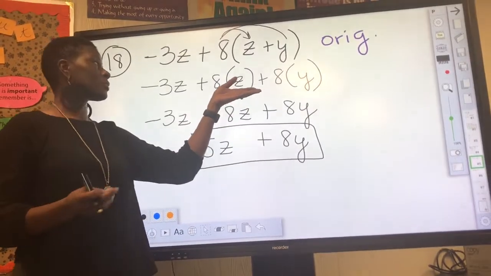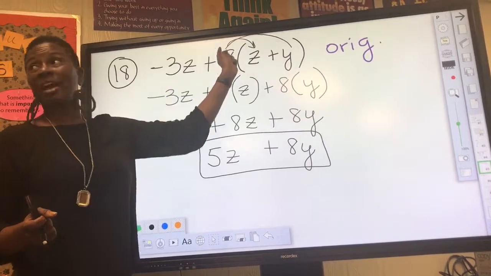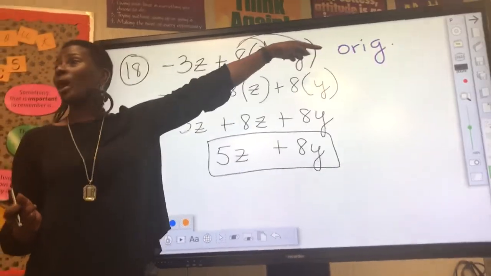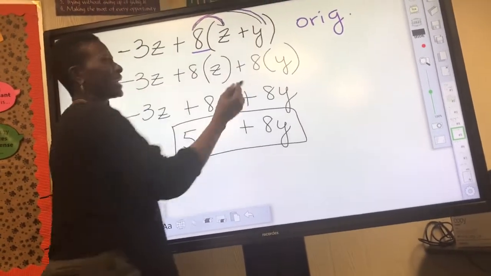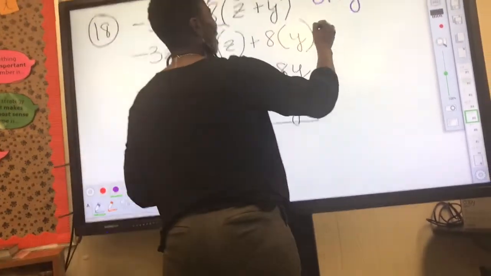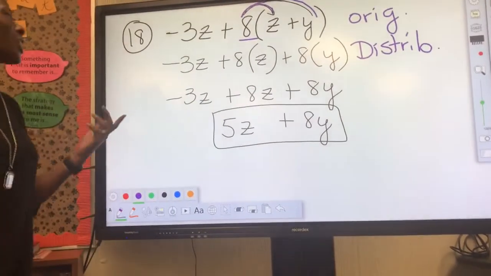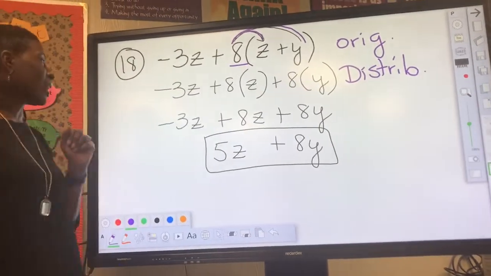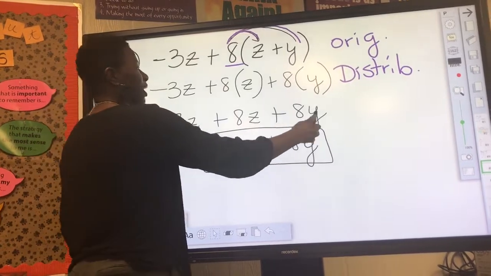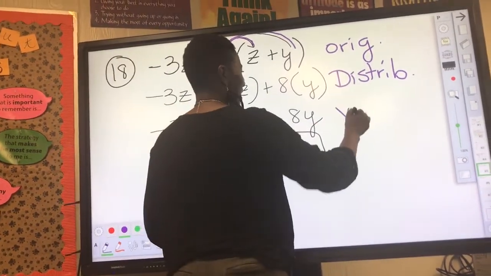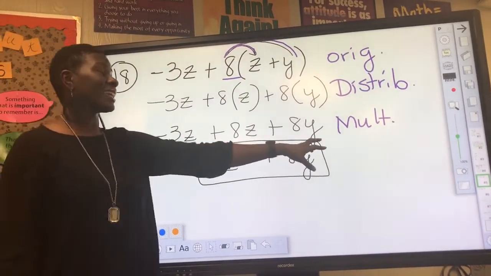What was that property? What allowed me to take what's on the outside and multiply by everything on the inside? Yes, it's what? Distributive. I used distributive. So now that I have distributive, what brought me to this place? How did I get 8z and 8y? Because you multiplied the 8 by the z. Excellent. So my next step was multiplication. Everybody with me? Yes. And what was the last thing I did to get 5z?